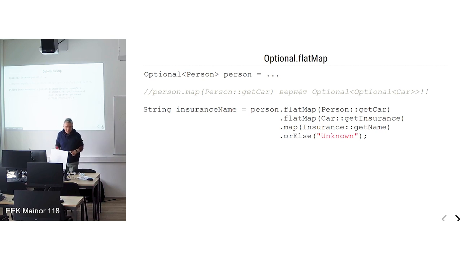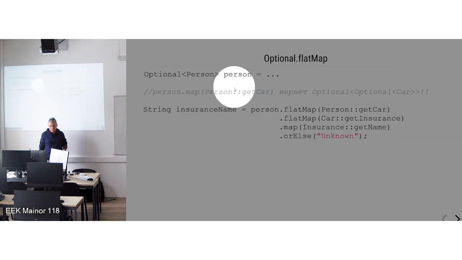And this is why, instead of this, you can use optionals like this. So, optional person, you either have a person or not have a person. Then person get car. Let's get car return optional of car. It might be an empty optional. But if you are using flat map, it will not return you an optional of optional. It will return you just plain optional.